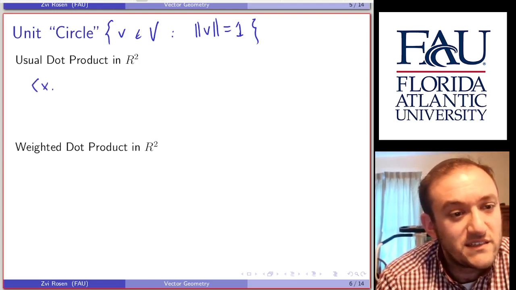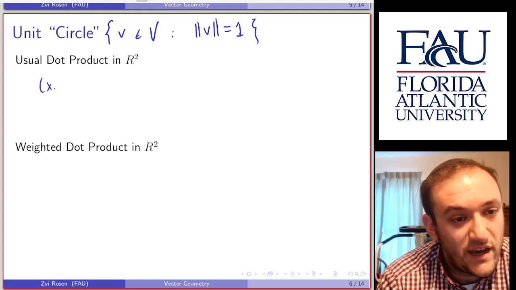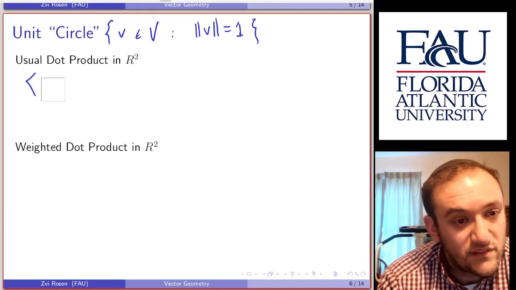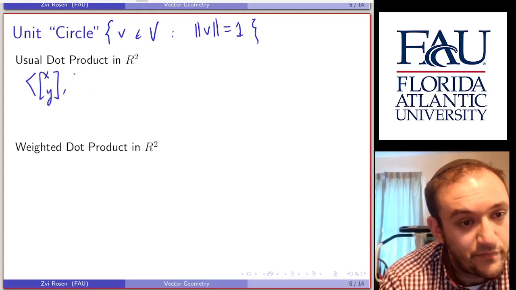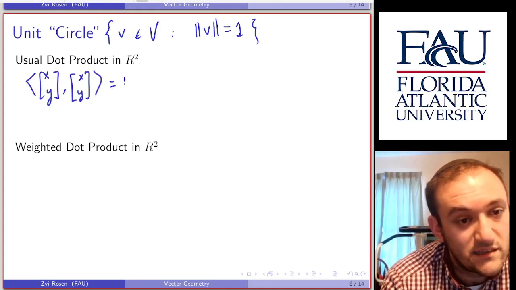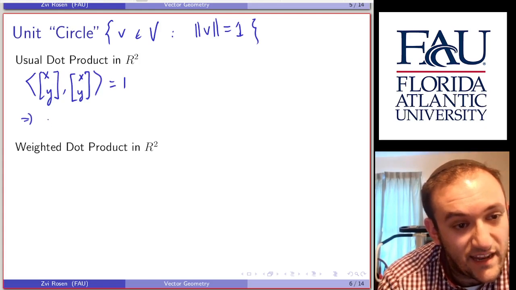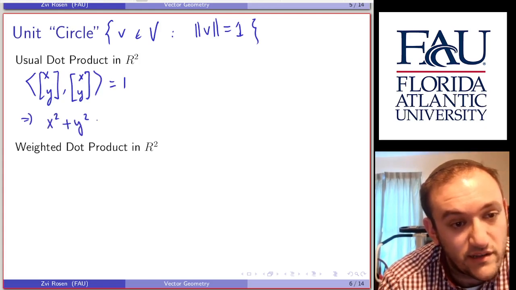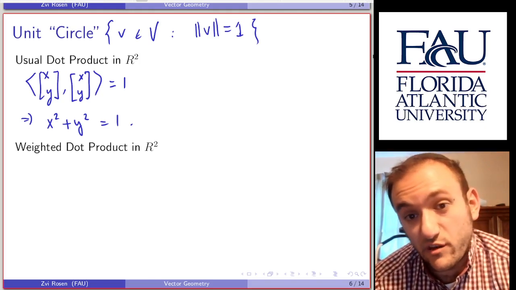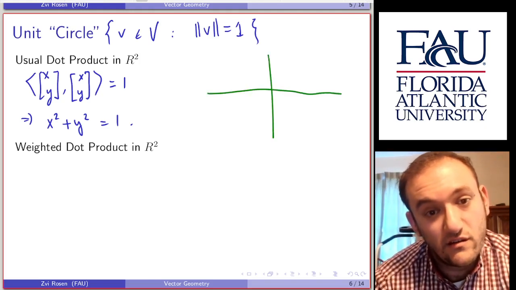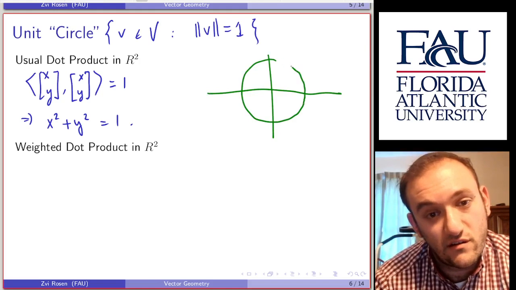So we have a vector (x, y), and we're taking the inner product of it with itself. Let's do it in column notation, why not? Okay, and we're going to see that this is equal to 1. So that means that x squared plus y squared is equal to 1. And so the unit circle is what we're familiar with as the unit circle. The lovely unit circle.